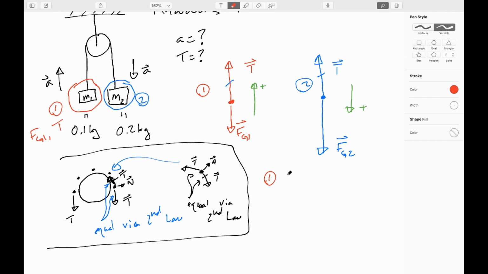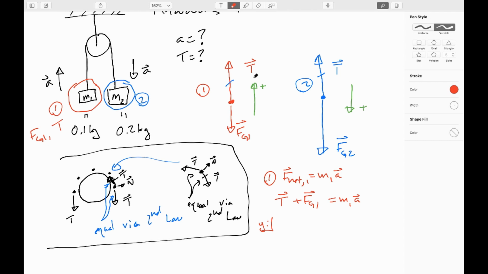first mass. So this one will say that F net on object 1 equals M1A. And, oops, that should be object 1. There we go. And so that'll be T plus FG1, again, we're adding the vectors here, equals M1A. Now we'll take the Y component of that. And here, because the acceleration is up, I'm going to choose the positive Y to be up.